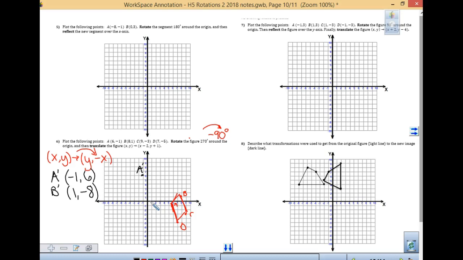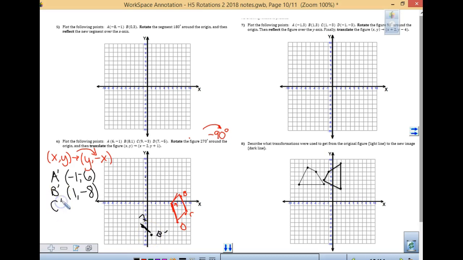The A should have been at, did I have that wrong? Is it negative 1, negative 6? Negative 1 should be down here and negative 6, right? Because which one changes to the opposite? The new x, it was 6, it's now going to be negative 6. This one is going to be 1 and negative 8. 1 and down to 8. That is our B prime. So if we look at this, this AB has now become right here. This same line is down here.